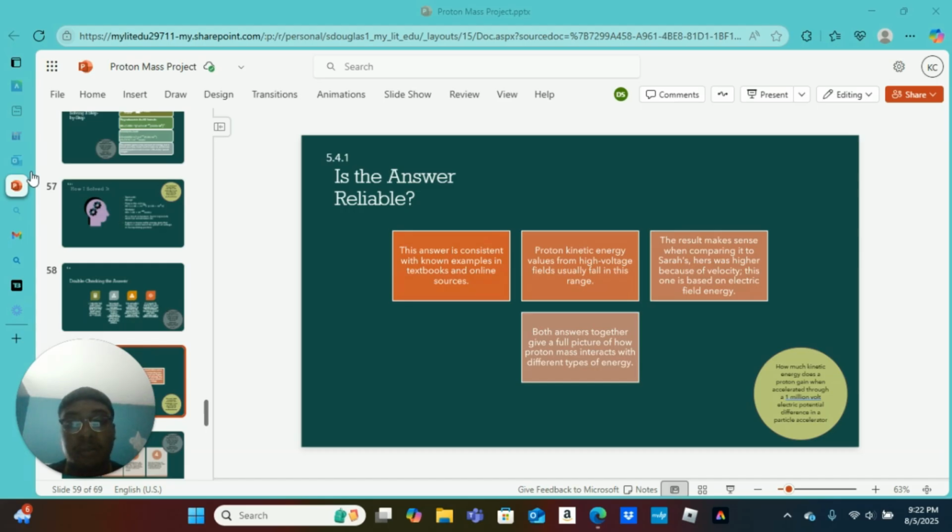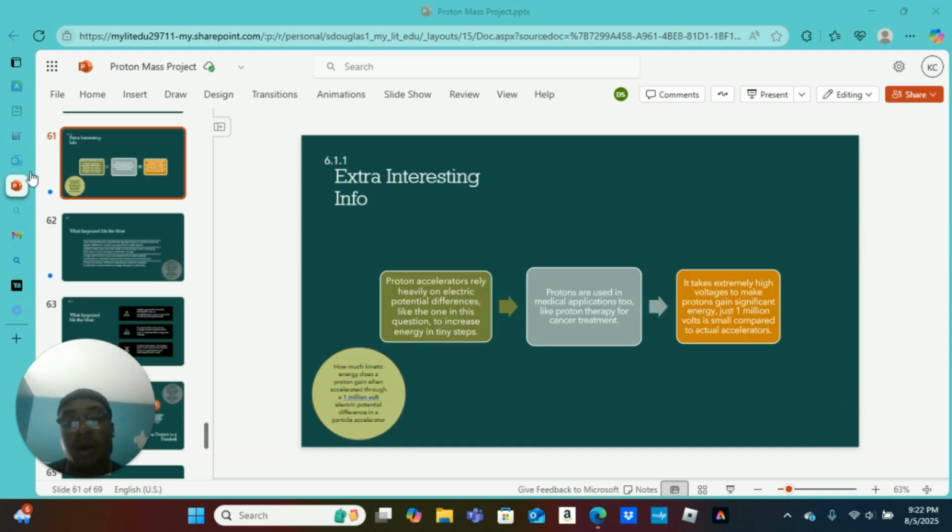Proton kinetic energy values from high voltage fields usually fall in this range. The result makes sense when comparing it to Sarah's. Hers was higher because of the velocity. This one is based on electric field energy. Both answers together give a full picture of how proton mass interacts with different types of energy.